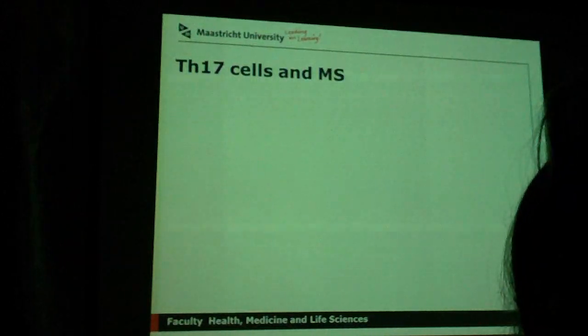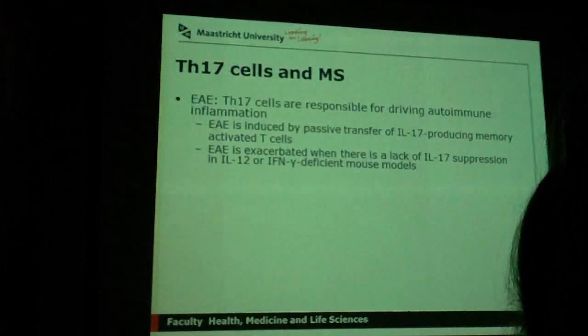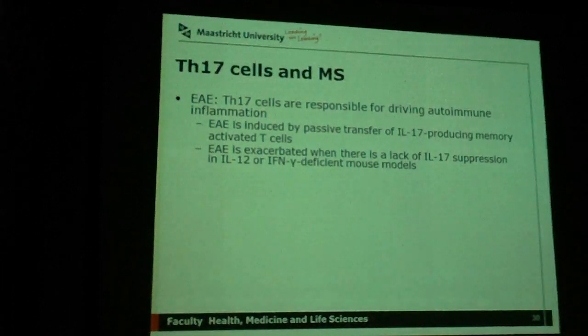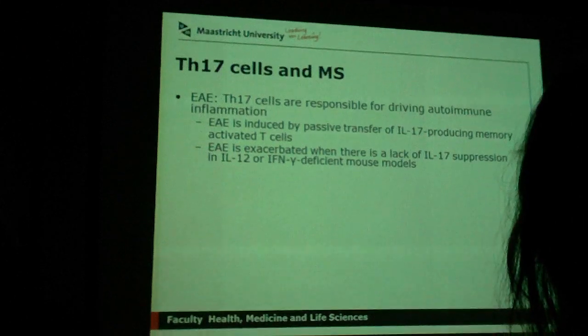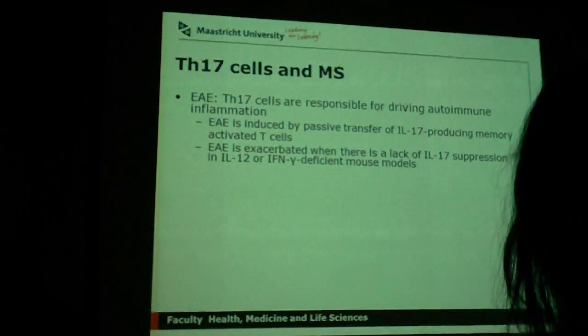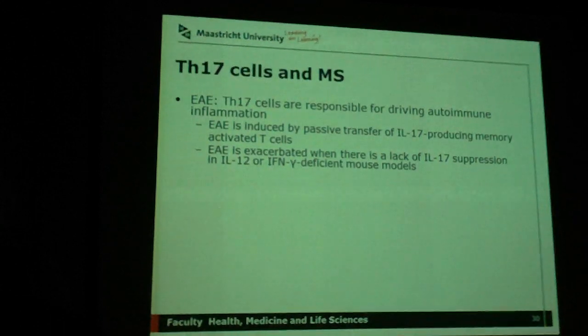In multiple sclerosis, again, these cells have been demonstrated to play an important role. In the animal model of MS, the mice model, experimental autoimmune encephalomyelitis, Th17 cells are driving the inflammation in this model.